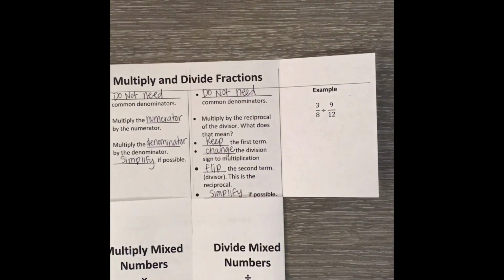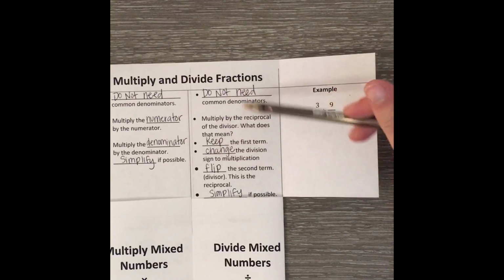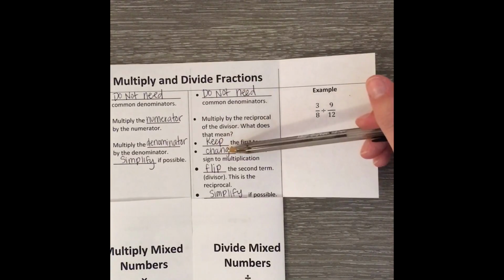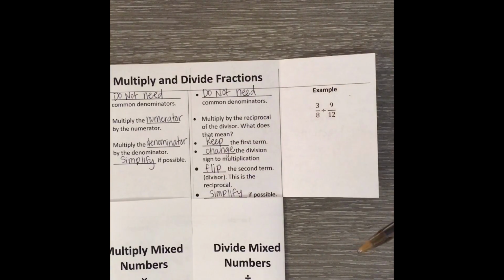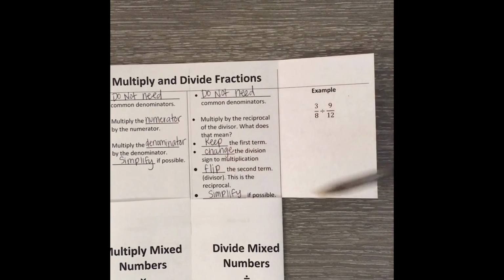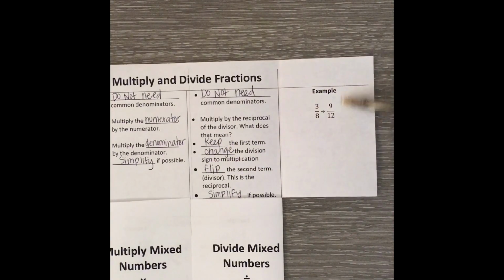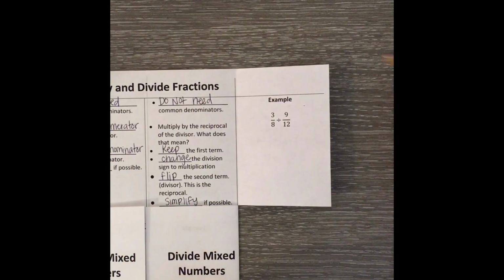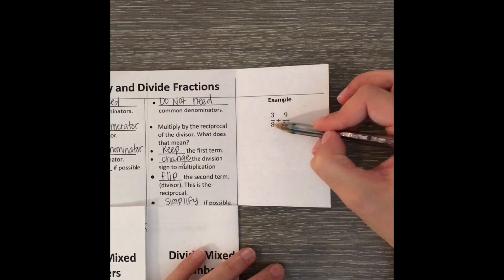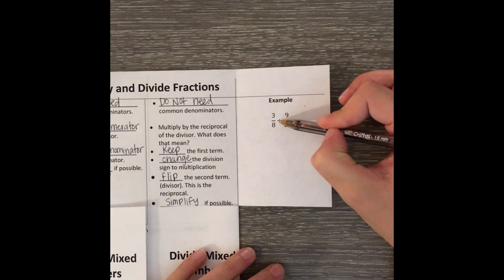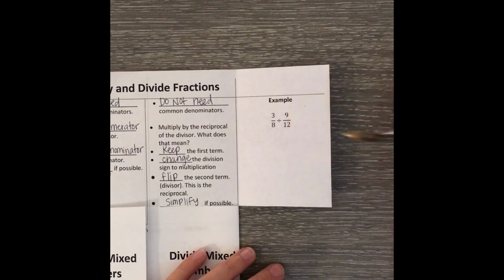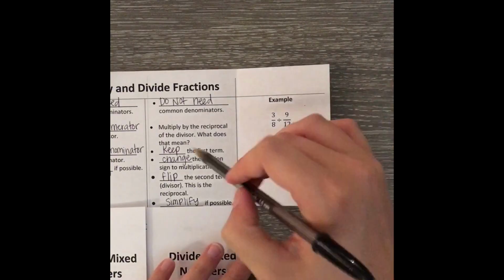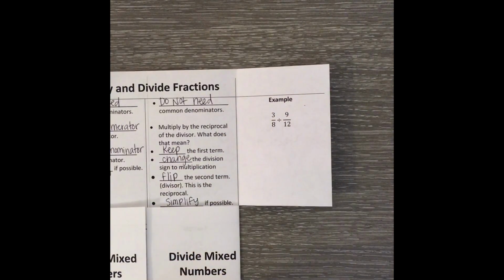So what we need to remember for dividing fractions is this little trick, keep, change, flip. Hopefully you've heard that before. Keep, change, flip goes for dividing fractions. Okay? So do not need common denominators. All we're going to do is keep the first fraction, change the division sign to multiplication, and flip the second fraction. And then we're going to follow the multiplication rules.